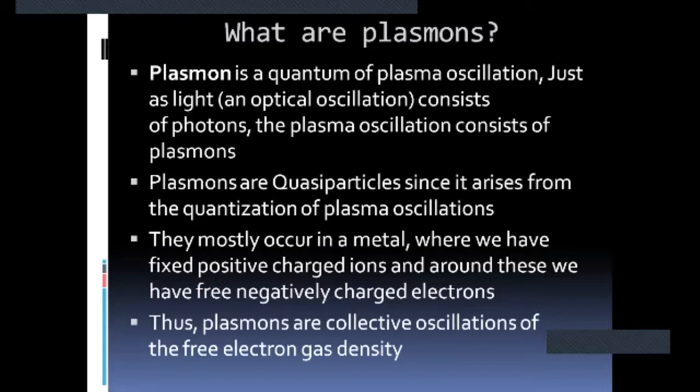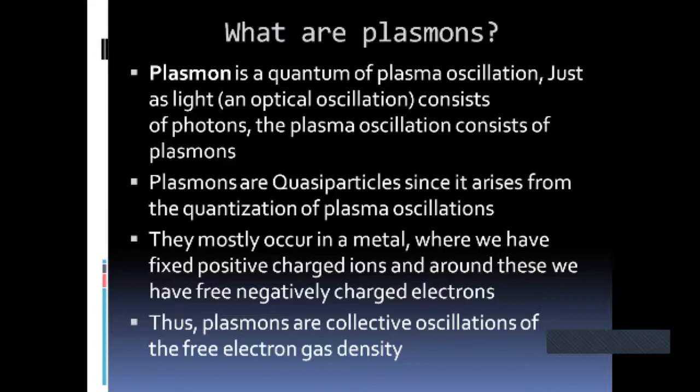So what are plasmons? Plasmon is a quantum of plasma oscillation, just as light, which is optical oscillation, consists of photons. The plasma oscillation consists of plasmons. Plasmons are quasi-particles since it arises from the quantization of plasma oscillations.